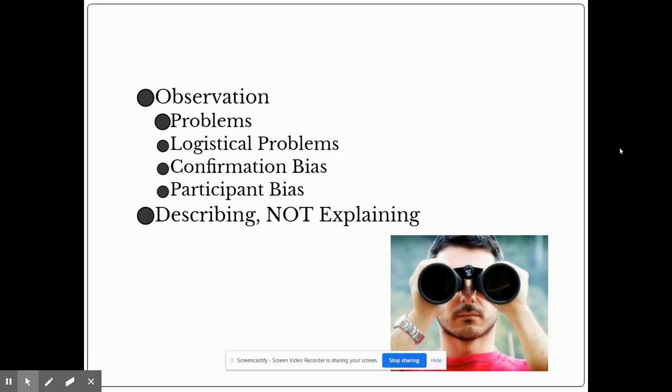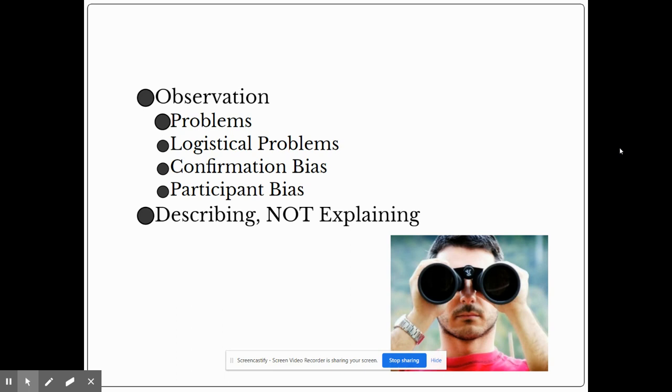Observation is another way that we can carry out research. There are some problems, however, with observation. Logistical problems could include not seeing your participants, and observation is where we literally watch our participants act in normal behavior. Sometimes this is done in a lab setting, sometimes this is done in a natural setting. Some of the problems can include not seeing all of your participants, like if there's an obstructed view.